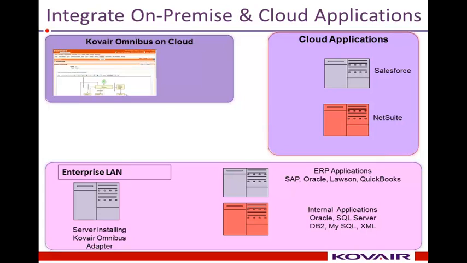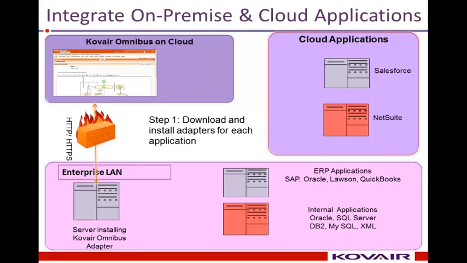So we have the Kovair Omnibus on cloud, which is hosted by us, and you can access it just by using a browser. The first step is you download and install the adapters for each of these applications on, for example, a server within the enterprise LAN. Now remember that these adapters, let's say you have an adapter for SAP, you don't have to actually install it on the SAP server. You can install it on a different server which has visibility of the SAP server. Similarly, all the different adapters you can install on a single server or multiple servers.